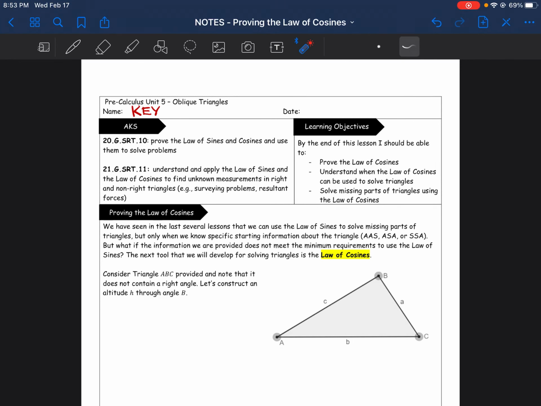In today's video, we're going to be investigating the law of cosines. Let's go ahead and get started.